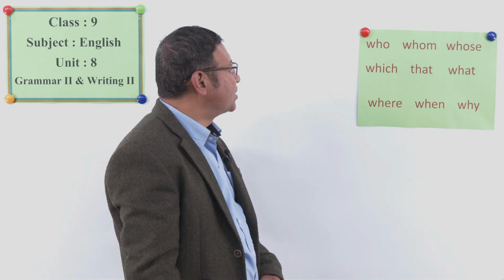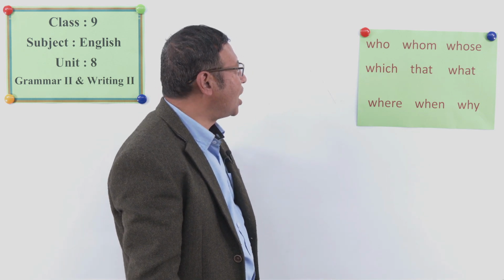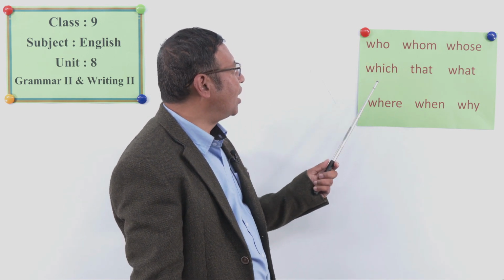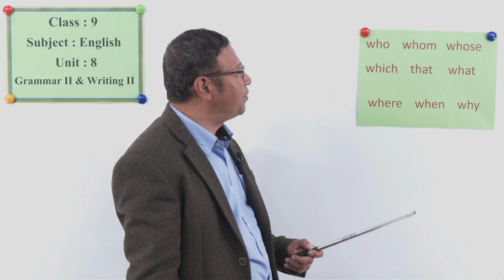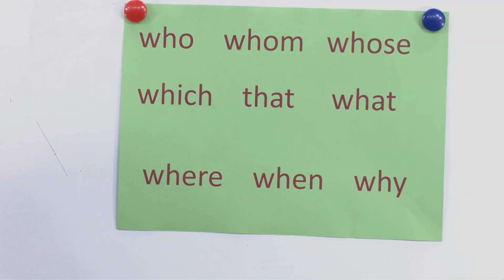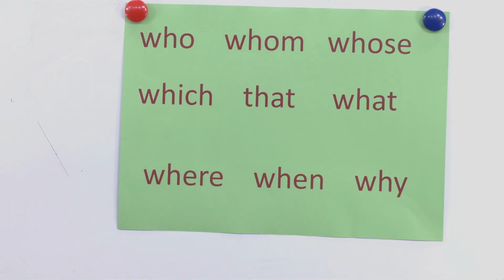All right. So these words are actually question words. They are known as interrogative pronouns. Okay. But they are also known as the relative pronouns. So why they are known as relative pronouns, we are going to discuss. And similarly, other adverbs like where, when, why, these are also used as relative pronouns. Let's look at the examples.